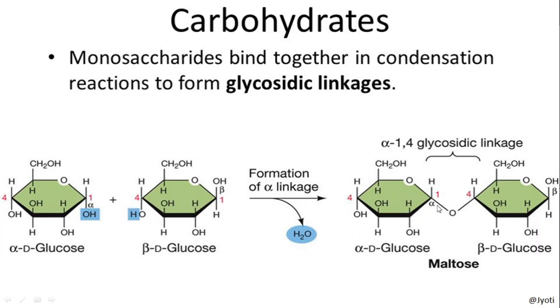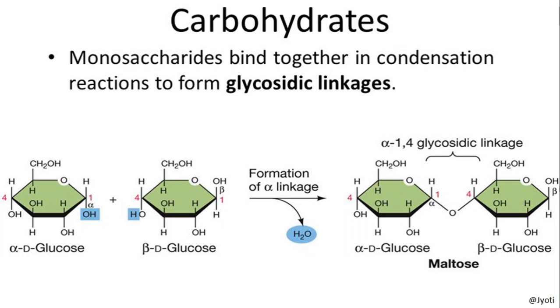So this bond is a glycosidic linkage, and since it is taking place between the first carbon atom and the fourth carbon atom, it is called 1-4 glycosidic linkage. Very important, children. If you write simply glycosidic linkage, what type of linkage is present in carbohydrate? If you are writing glycosidic linkage, then it is okay.